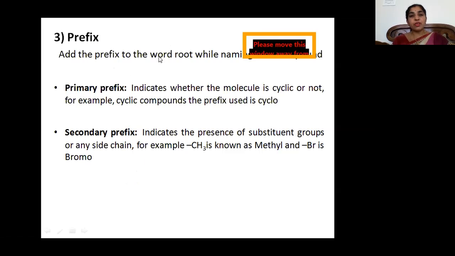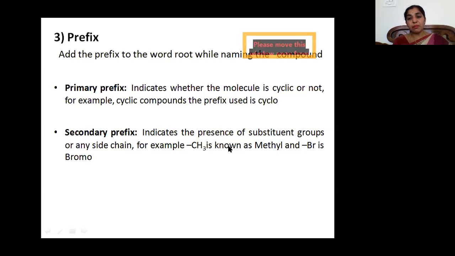Prefix. Add the prefix to the root word while naming the IUPAC name. The prefix is divided into primary prefix and secondary prefix. The primary prefix indicates whether the molecule is cyclic or not. For example, if cyclic compounds are there, cyclobutane, cyclopropane, in that case we use the prefix cyclo. The secondary prefix indicates the presence of substituent groups on any side chain.